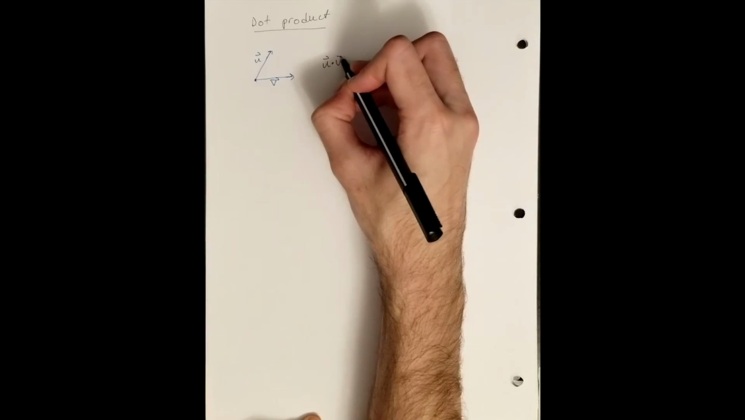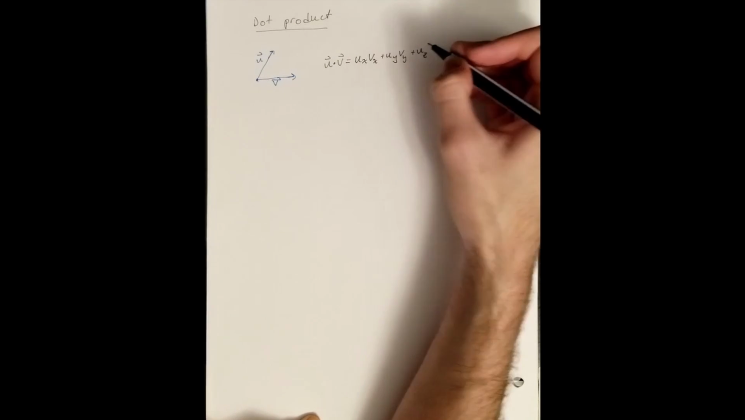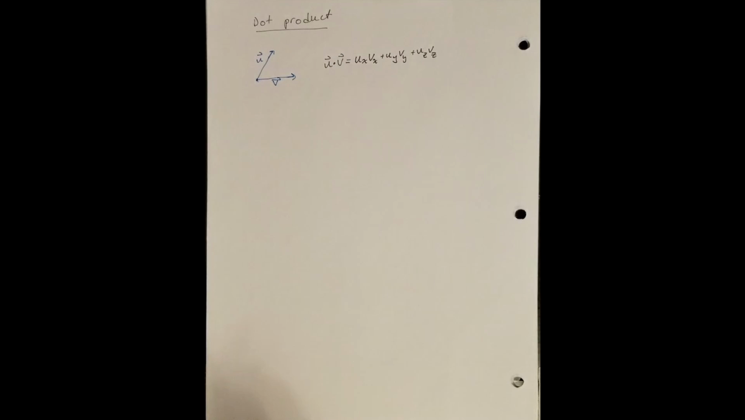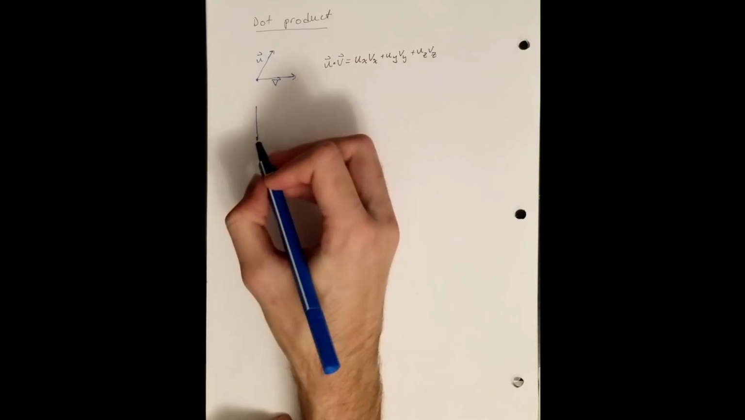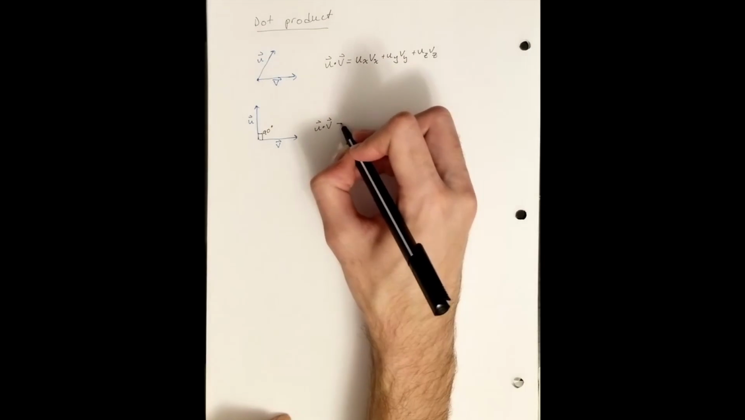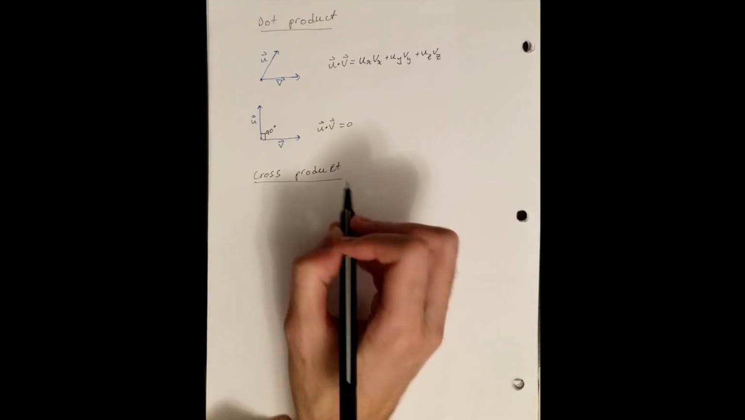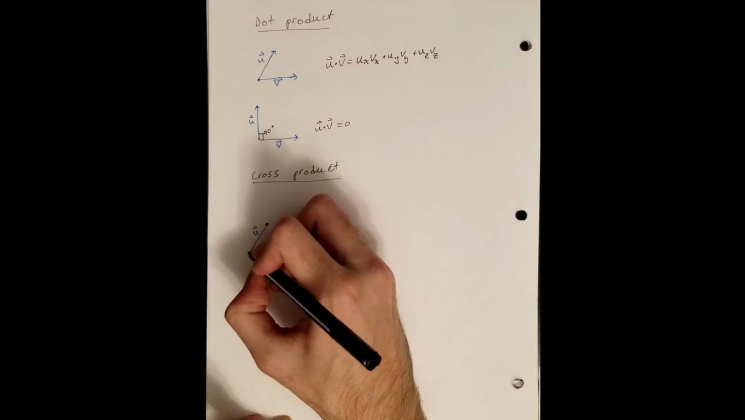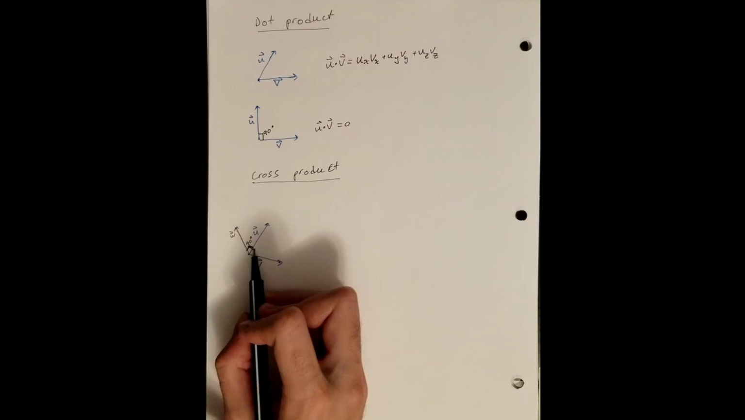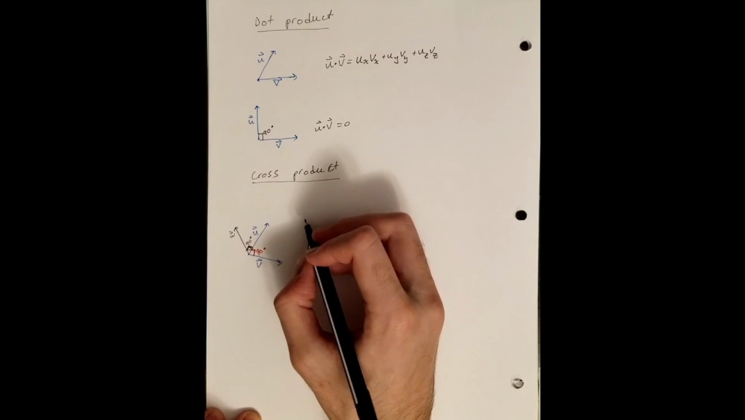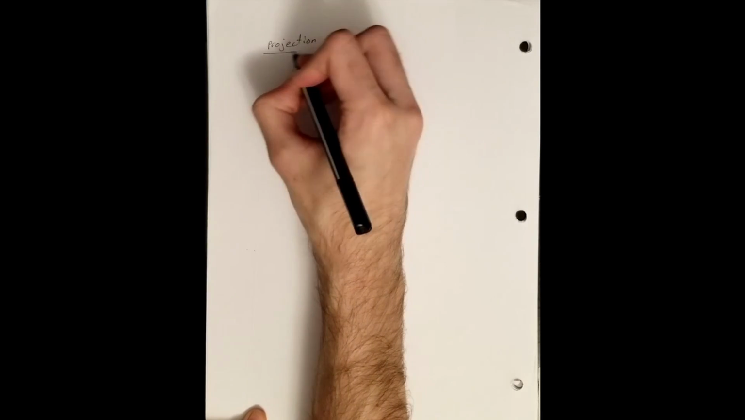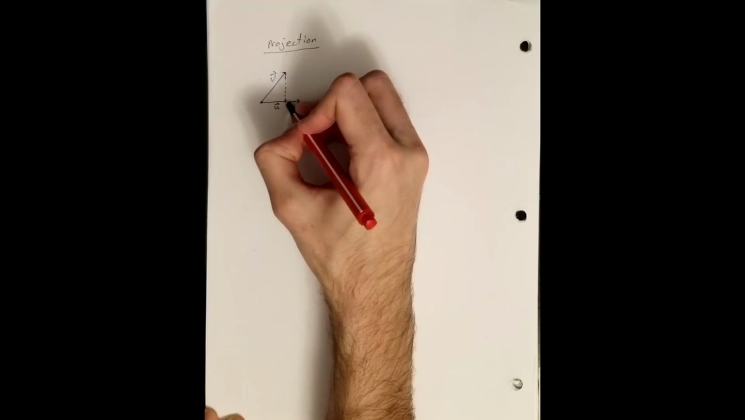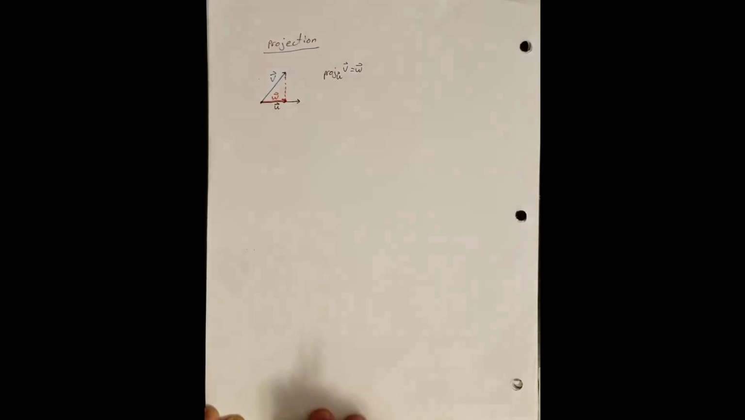So first, the dot product takes two vectors and returns a measure of how similar they are. So if two vectors are orthogonal, the dot product will be 0. Next, the cross product takes two vectors and finds a vector which is orthogonal to both vectors. Projection takes one vector and projects it onto another. This is extremely useful when converting from one coordinate system to another.